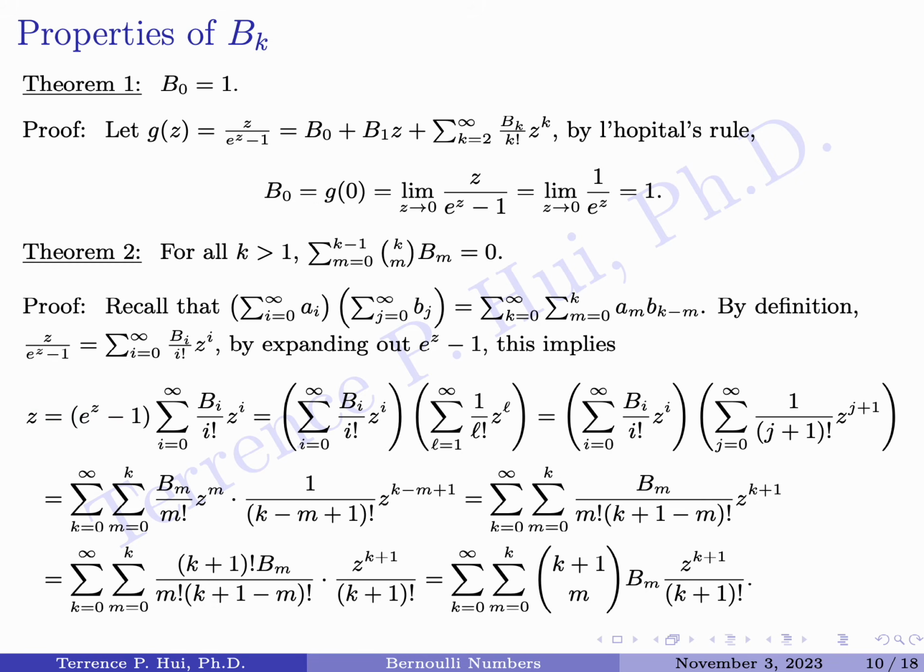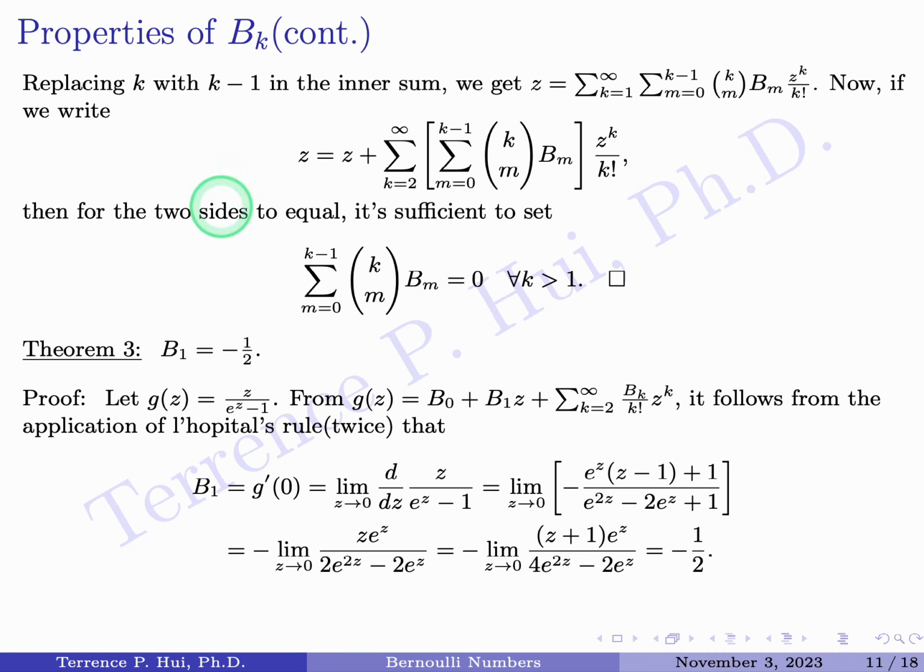Okay, so now I have up to this point. Now, from this expression, I don't like this k plus 1 business. So let's replace k with k minus 1 instead, in the inner sum.